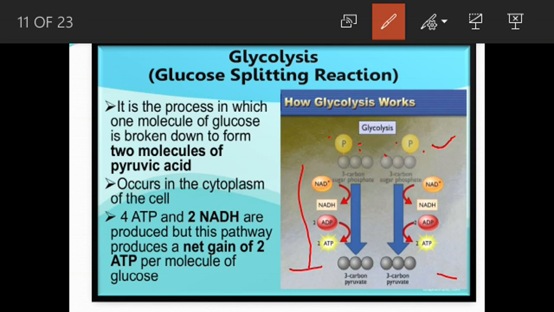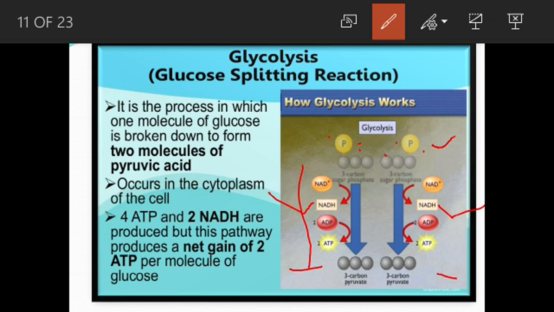So what is your end product in the process of glycolysis? It is pyruvic acid, or we can say pyruvate. Along with this end product, what does it produce? It also produces 2 molecules of ATP and 2 molecules of NADH. Got it? Just look at this figure. This is one NADH and this is the second one, and 2 molecules of ATP. Clear or not?